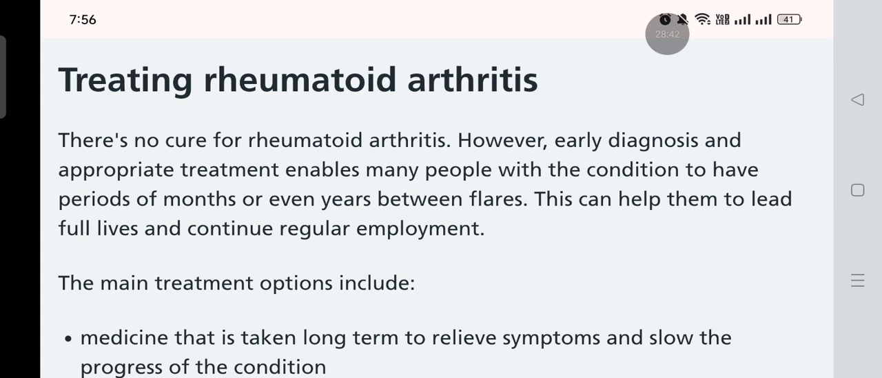Treating rheumatoid arthritis. There is no cure for rheumatoid arthritis. However, early diagnosis and appropriate treatment enables many people with the condition to have periods of months or even years between flares. This can help them to lead full lives and continue regular employment.